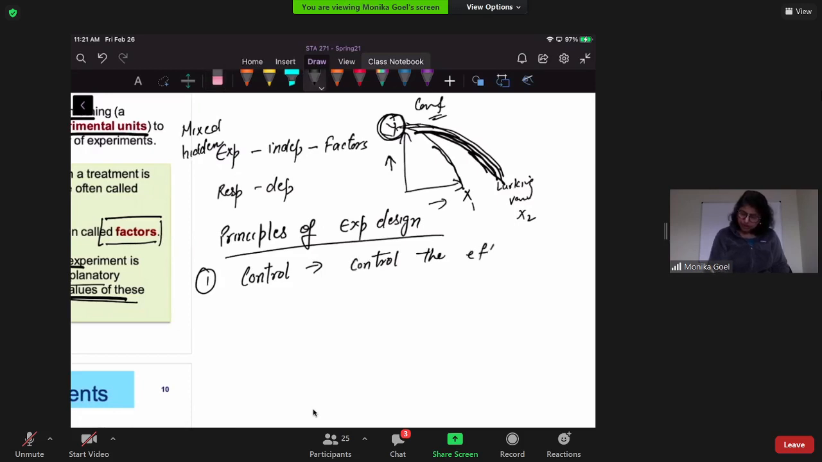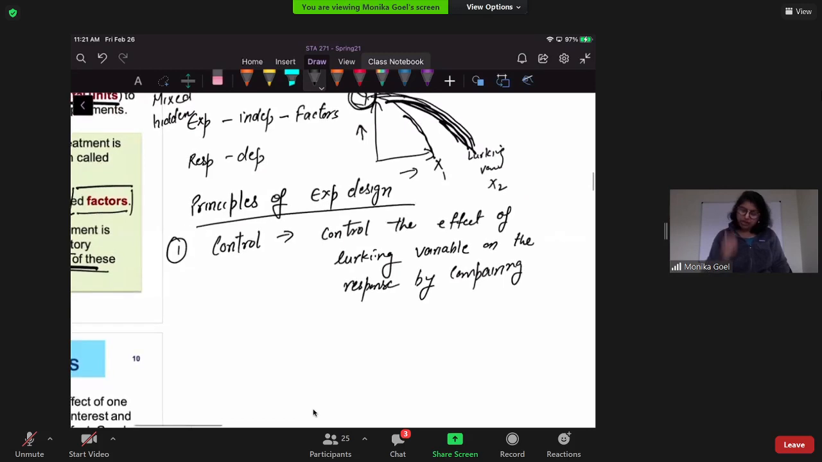Control the effect of lurking variable. And how do you control? On the response by comparing two or more treatments. And we will do an example and then it will make sense, by comparing two or more treatment.